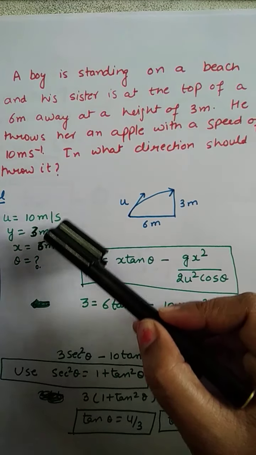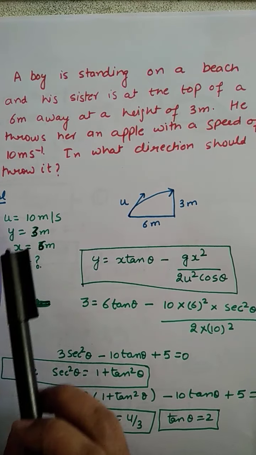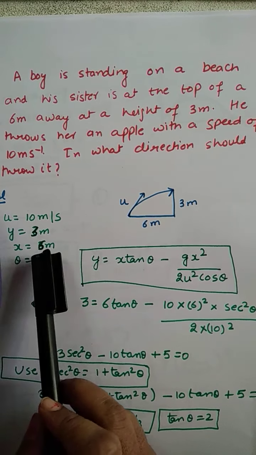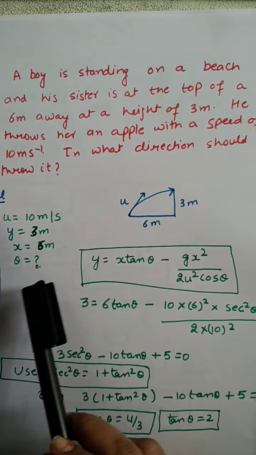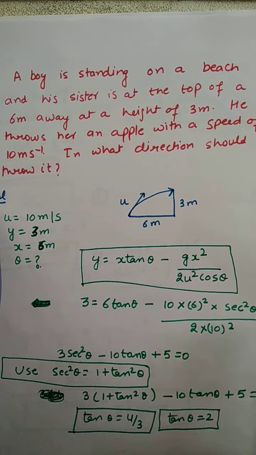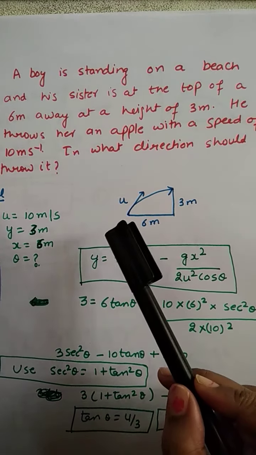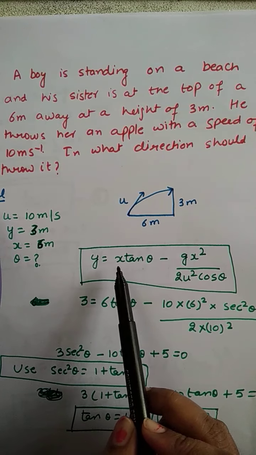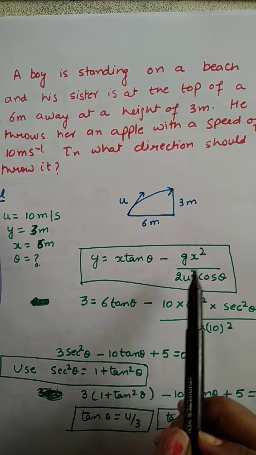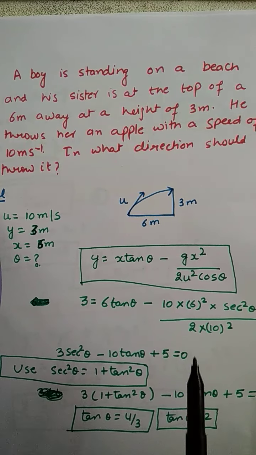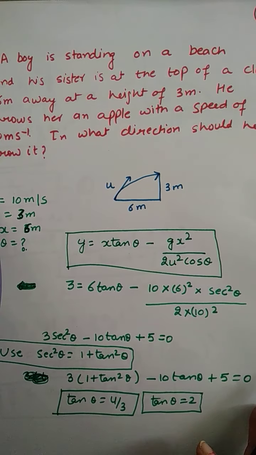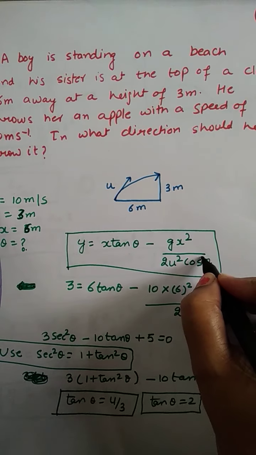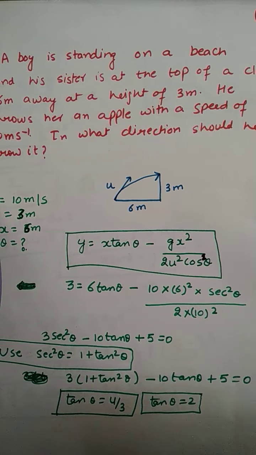So I write the given data. Initial speed of throw is 10 meters per second. Distance in the y-axis is 3 meters. Distance in the x-axis is 6 meters. Theta I have to find out. I will use the simple equation of trajectory of a parabola since I know that it will follow a parabolic path. So I will write the equation y equal to x tan theta minus g x square upon 2 u square cos square theta. Simply fill in the values. Okay. When you take cos square theta up, it becomes secant square theta.